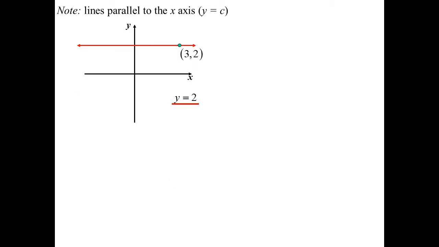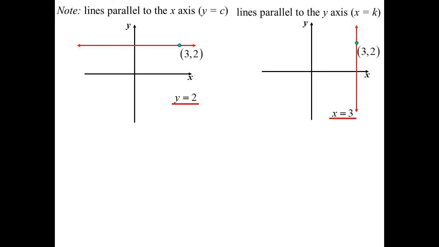Then there's a couple of special ones. Lines parallel to the x-axis all have the equation y equals some constant value because of course the slope of that line is what? What is the slope of a horizontal line? 0. So when we go y equals mx plus b, well m is 0, so we just end up with y equals b. So y equals a constant number. That one goes through the point (3, 2), so we know it's the line y equals 2.